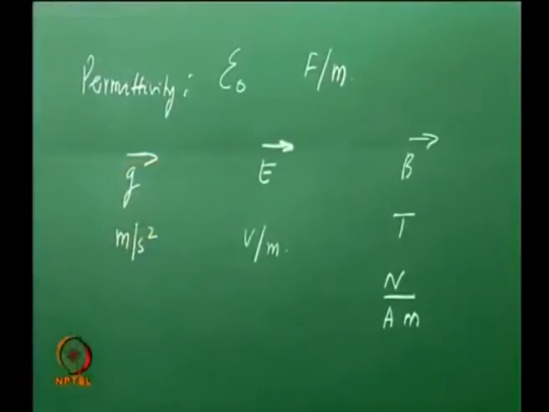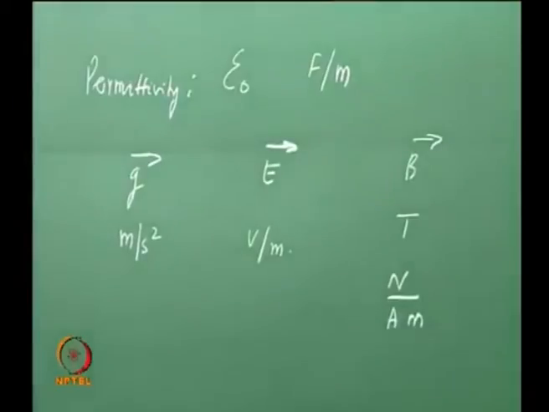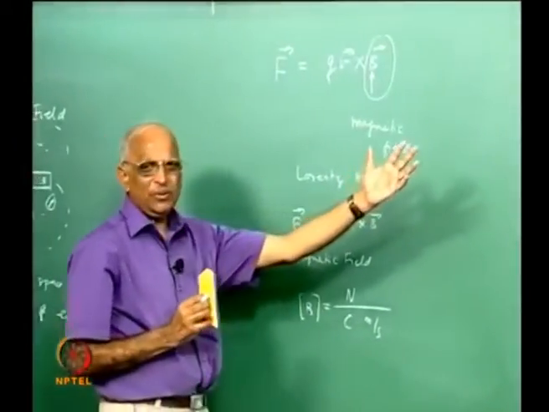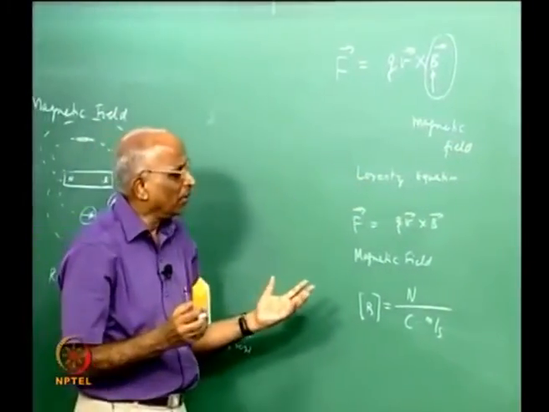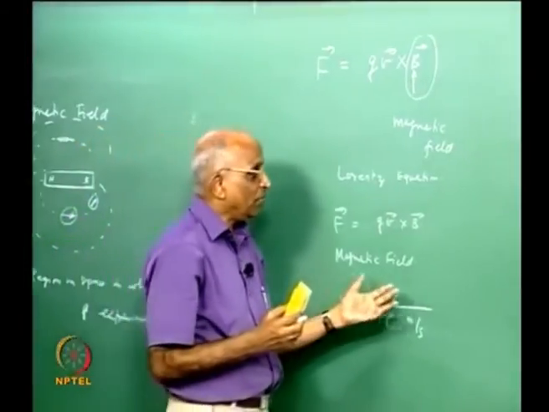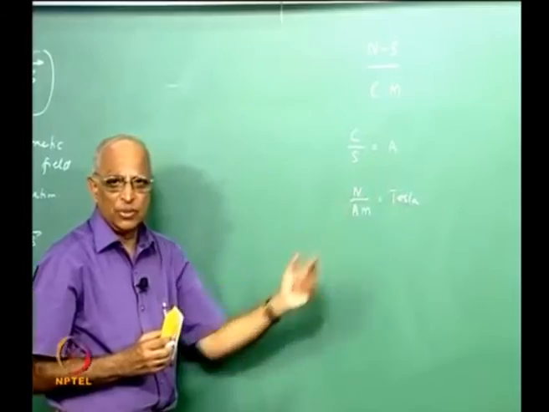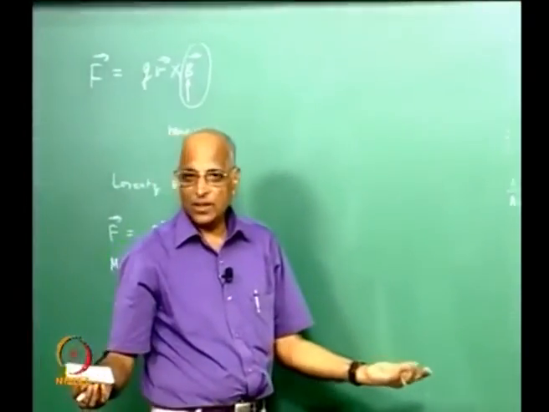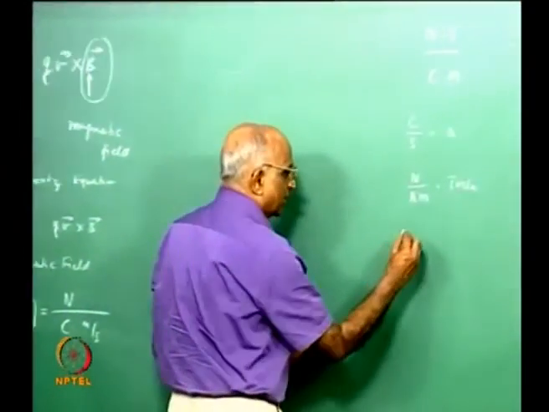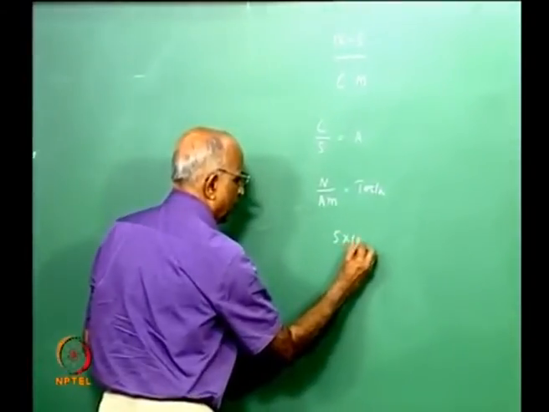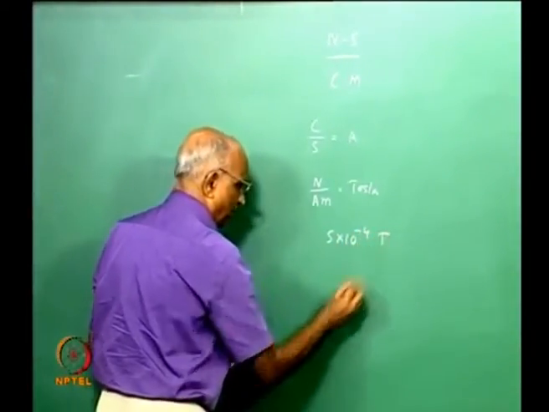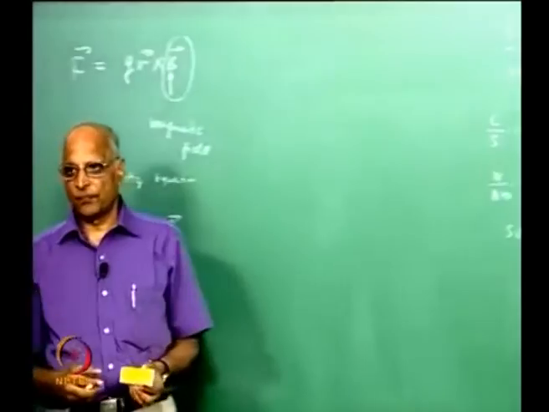I think we should get units clear, because whenever we have to calculate some forces, we have to use units. I do not even mind if you use a unit like Newton per ampere meter, but we must get a feel for these numbers. What is the value of the magnetic field on the surface of Earth? It is something like 5 into 10 to the power minus 4 Tesla.